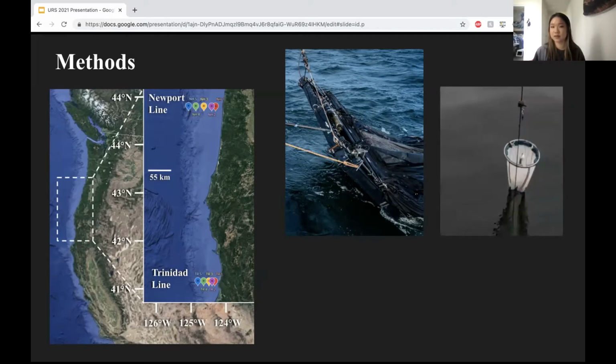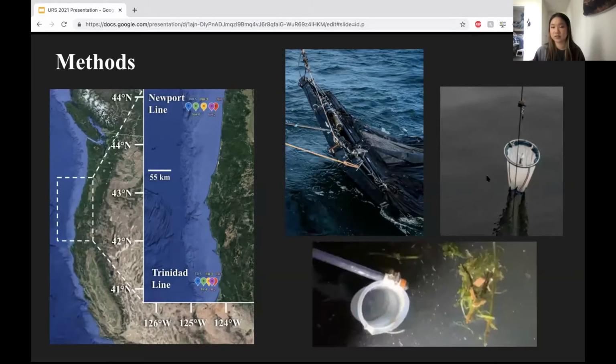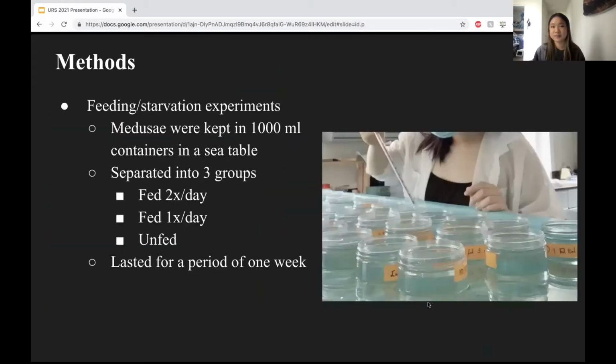And to collect the plankton for the starvation experiments, we used this process called the ring net. And then for some of the jellyfish we collected, we used dip netting, where when you see jellyfish float by, you just push the little container under and the backwash of the water will flush the jellyfish into the container.